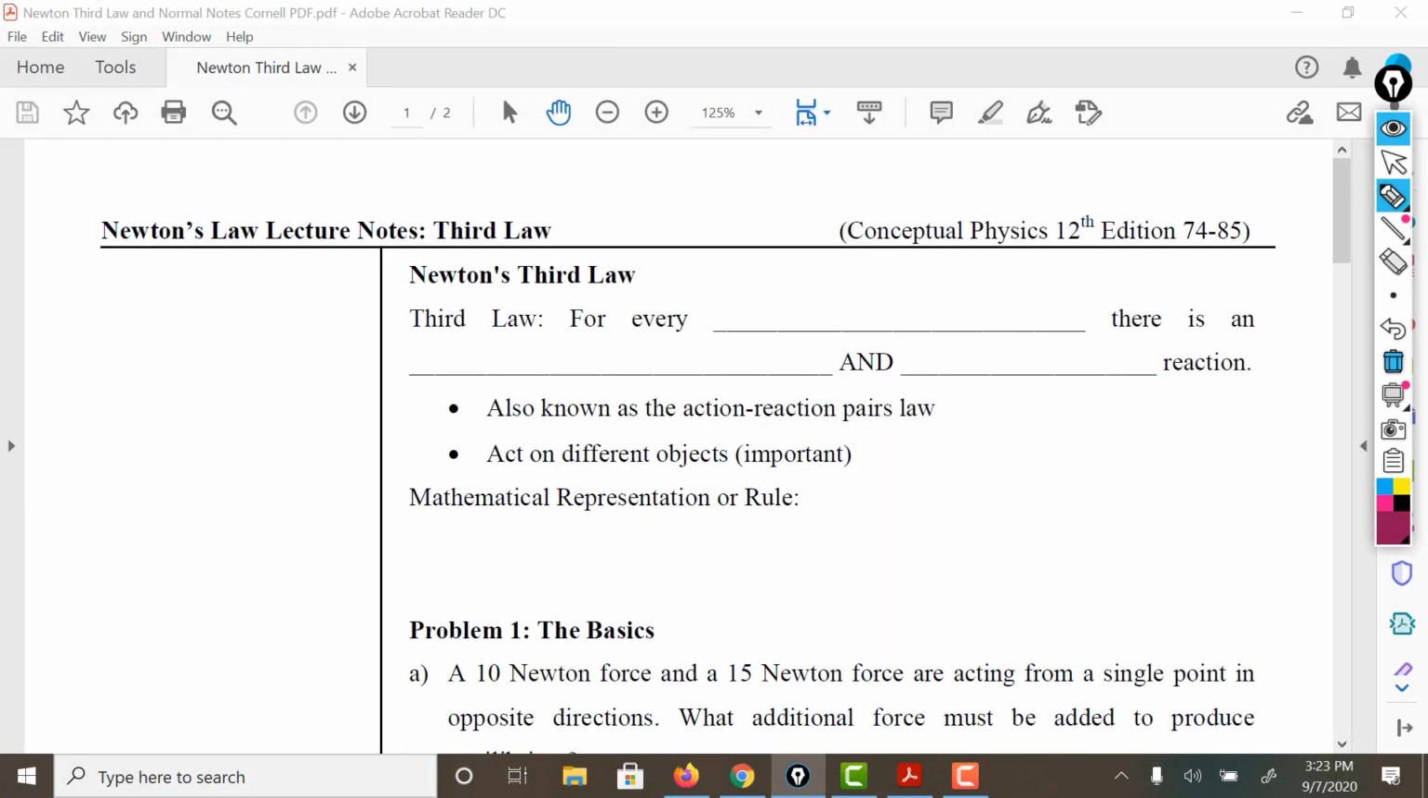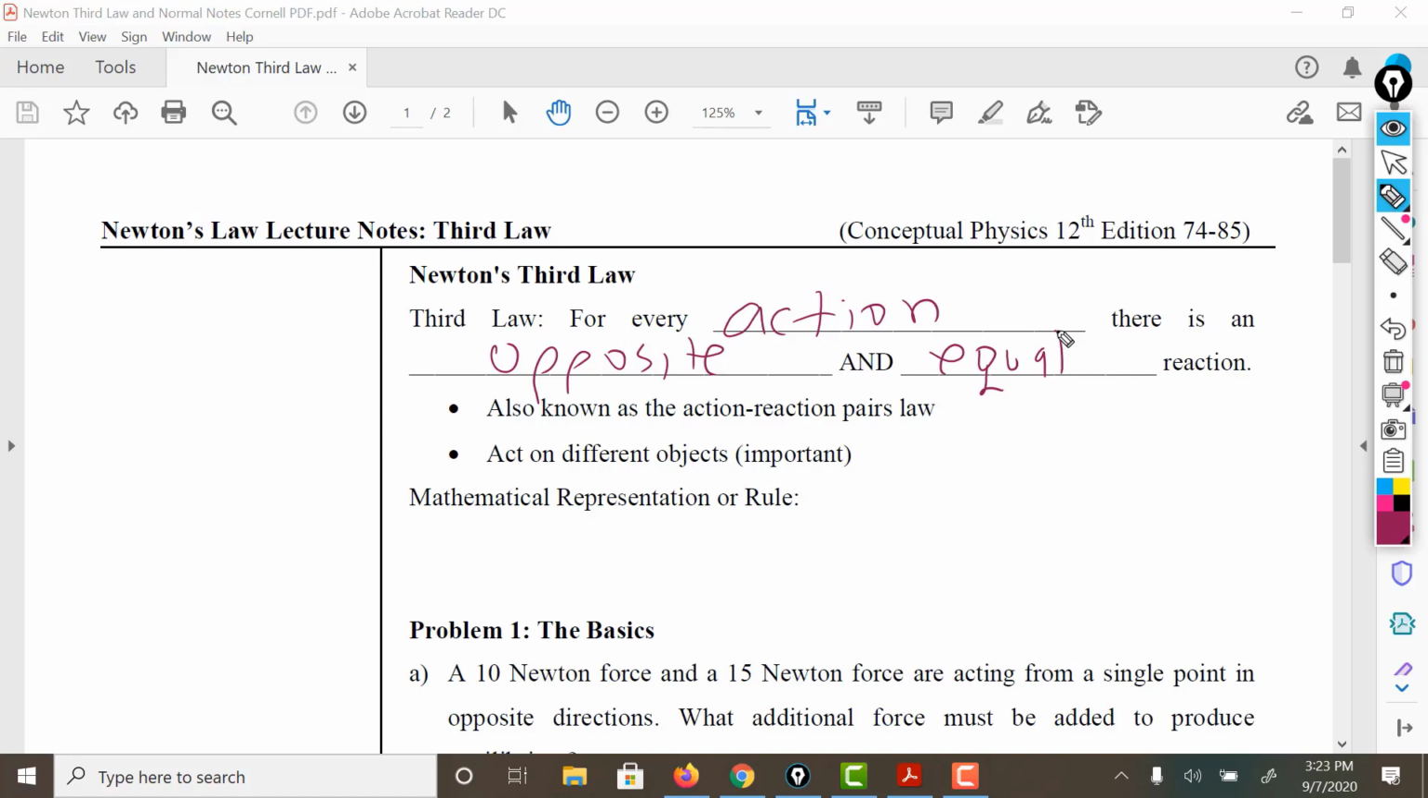Okay. Here we go. Newton's third law. For every action, there is an opposite and equal reaction. You must be aware that it's opposite and that it's equal. So same number, different sign. This is known as an action-reaction pair. And it has to act on different objects.